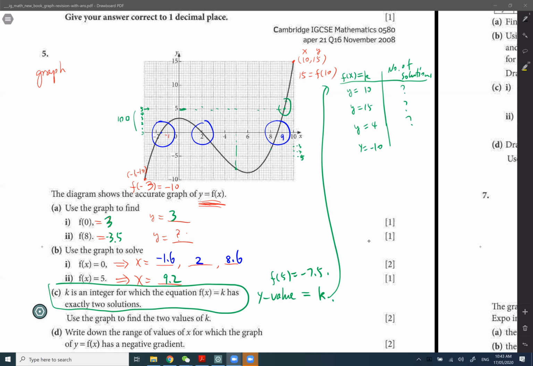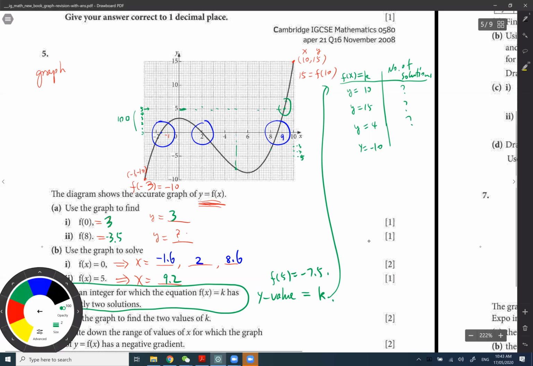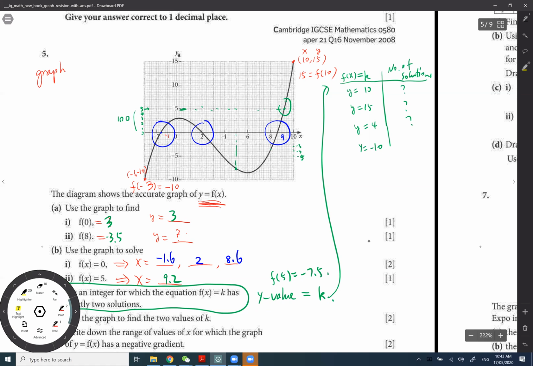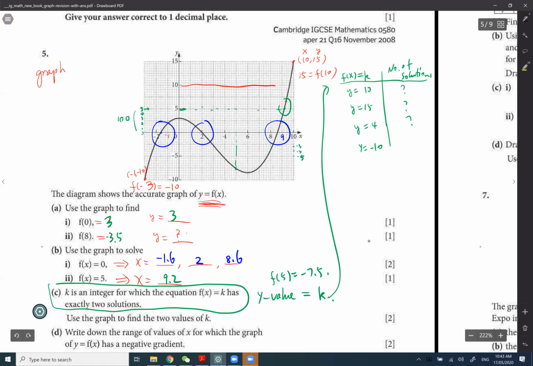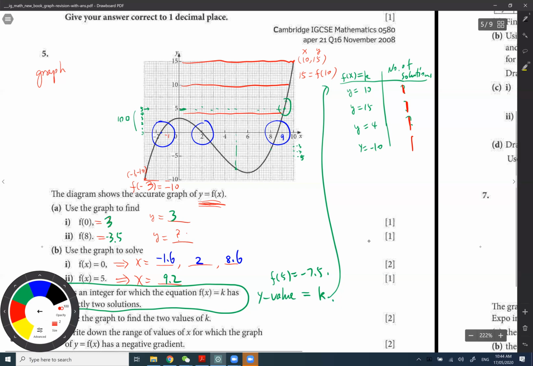If y equals 10, let's check how many x values. 1. If y value equals 15, how many x values? Only 1. 4, how many x values? Only 1. Negative 10, how many x values? Only 1. Cool. Several students just gave me 1, 1, 1, 1.